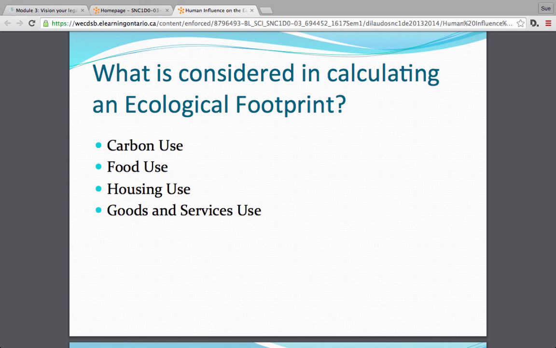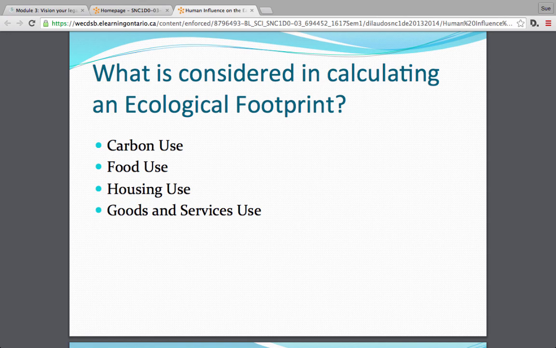Also your food use, as a measure of what kind of agricultural resources are being utilized to sustain your lifestyle. Your housing use: what kind of housing complex are you living in? Is it a standalone home? Is it an apartment building? Shared housing? What is the housing use and what impact might that house have on ecological resources? Is it a green home or not?